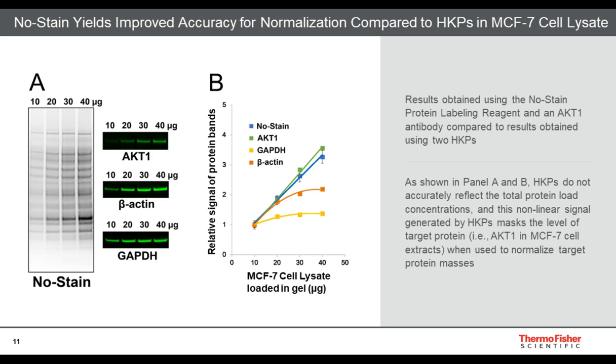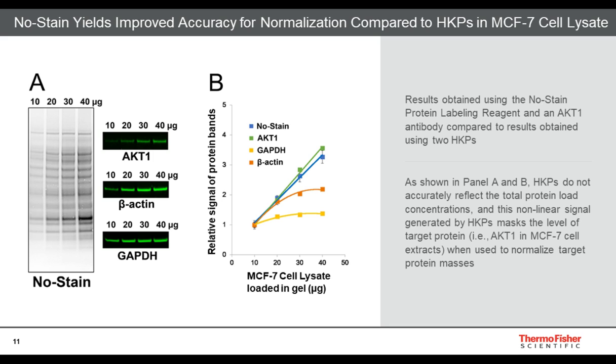Now, AKT1, which is the target protein, in the range shown here from 10 to 40 microgram, because its expression level is not as high as housekeeping proteins, you are getting a linear range of expression for AKT1 here, which is shown by the green line with squares. So both AKT1 and No-Stain have a linear signal.